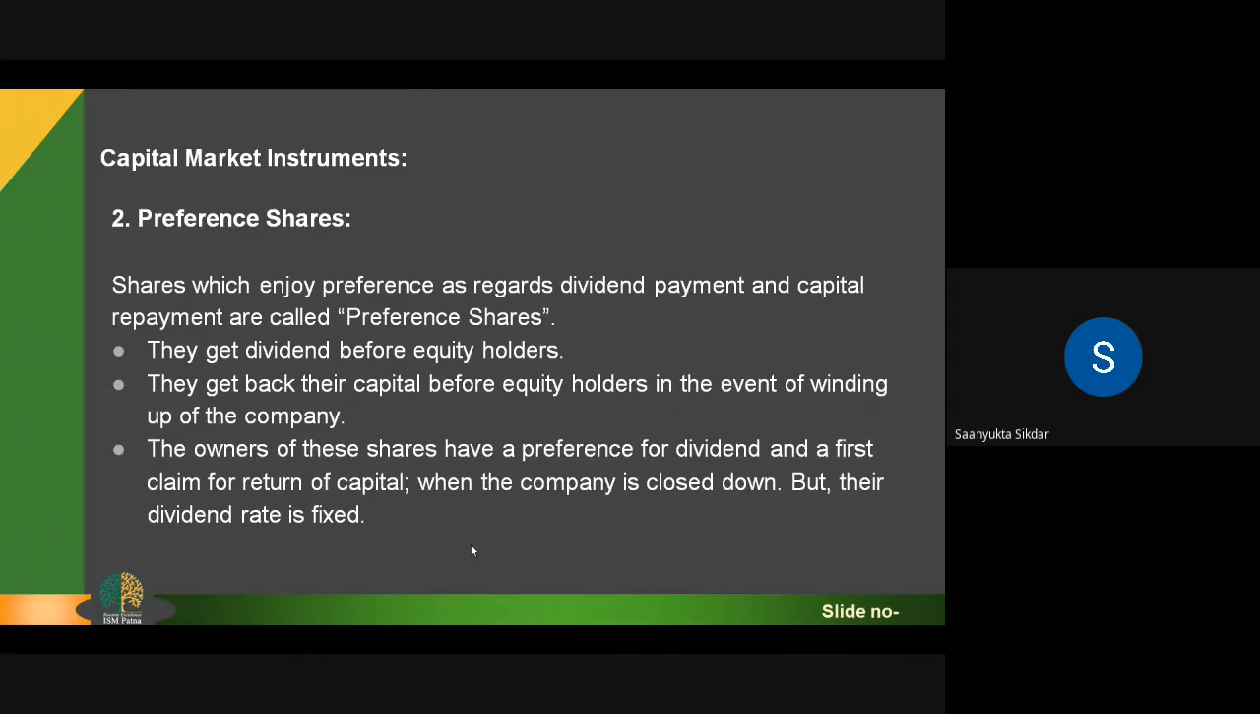They get dividend before equity holders. They get back their capital before equity holders in the event of winding up of the company. The owners of these shares have a preference for dividend, and the first claim for return of capital as well. So when the company is closed down, they have a preference to get the dividend, as well as their first claim will be there for returning of the capital in case of winding up of companies. But their dividend rate is also fixed.